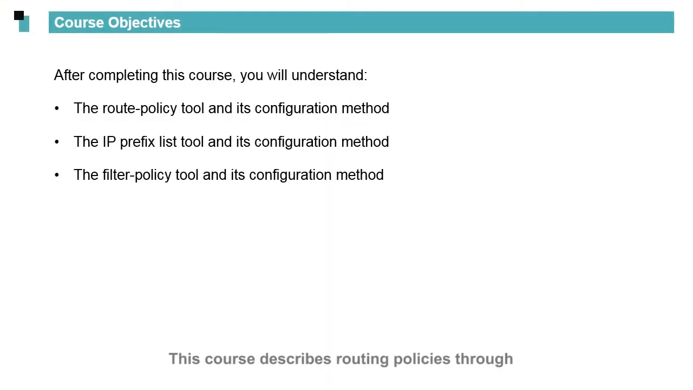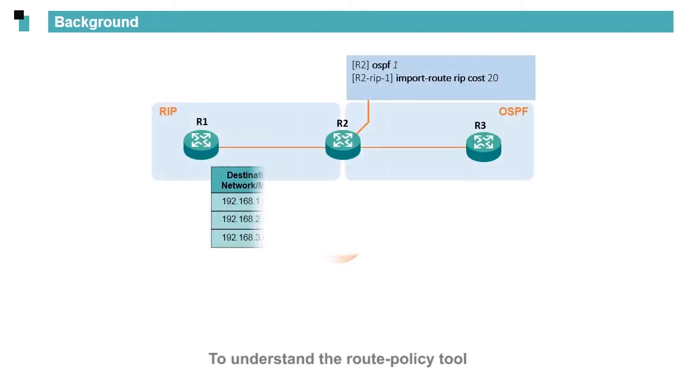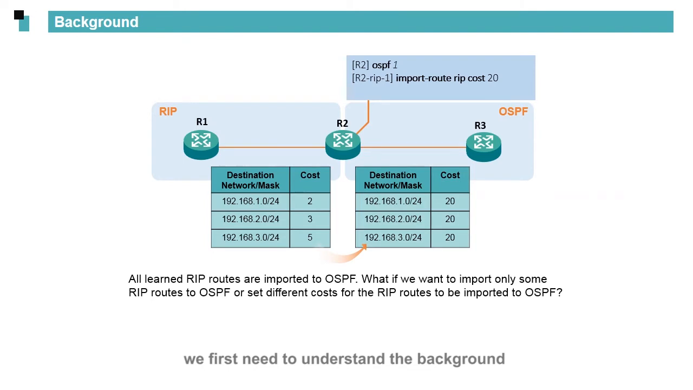This course describes routing policies through 3 common tools: Route-policy, IP-prefix list, and filter policy. First, let's talk about the Route-policy tool. To understand the Route-policy tool, we first need to understand the background.